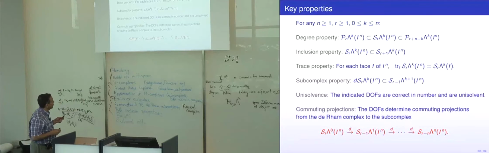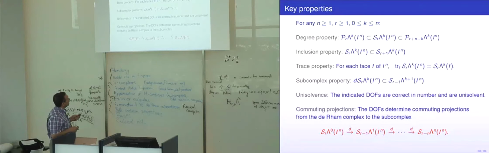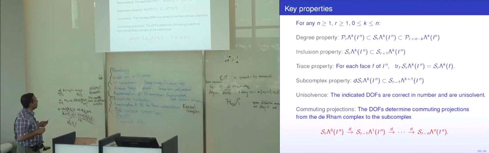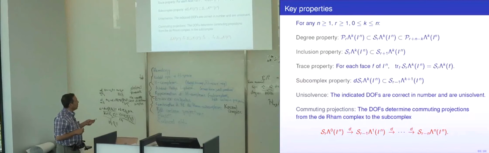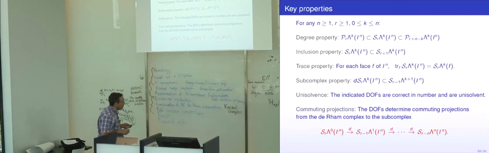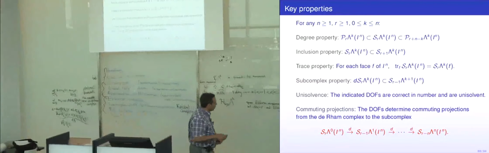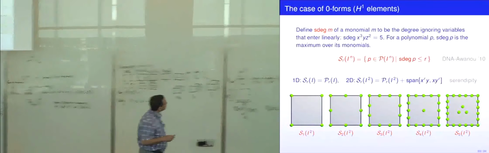So we have unisolvents. And finally, the degrees of freedom are exactly what you need to get commuting, unbounded, of course, commuting projections into this complex. So this is a new complex on cubes of finite element spaces. It starts with the serendipity elements and then gets these new spaces. So what are these spaces then?